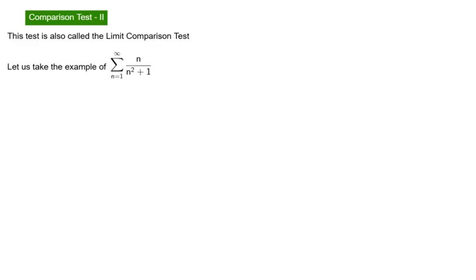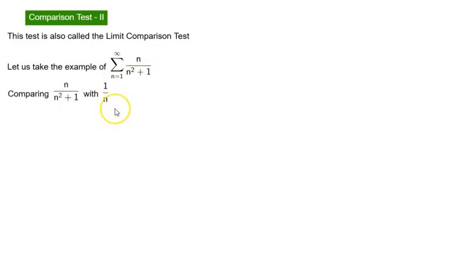Let us look at comparison test 2. This test is also called the limit comparison test. Before we actually look at this test, let's see why it is required. Why is comparison test 1 itself not sufficient? Let us take the example of the series n by n square plus 1.